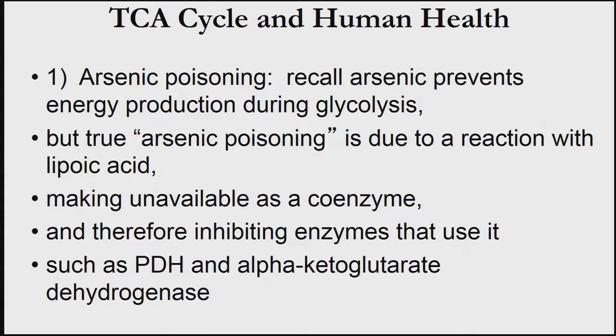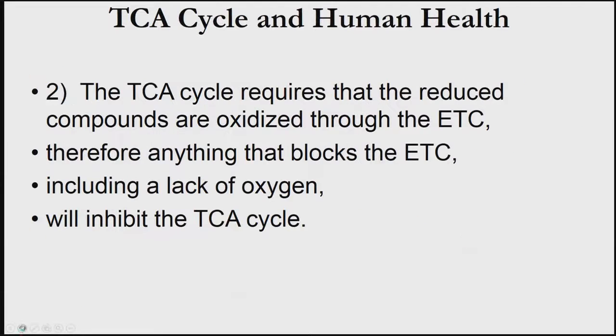Therefore, you can't make energy, you're going to die. Okay, so it affects the tissues that require energy the most, more directly or more quickly. So that includes things like your brain and muscle. Anything that's going to use a lot of energy is going to be inhibited very quickly. So that's what happens in arsenic poisoning.